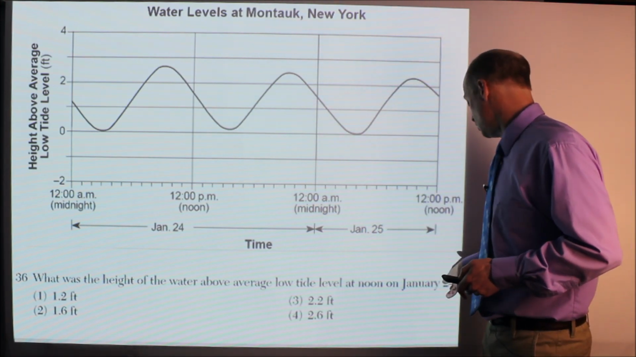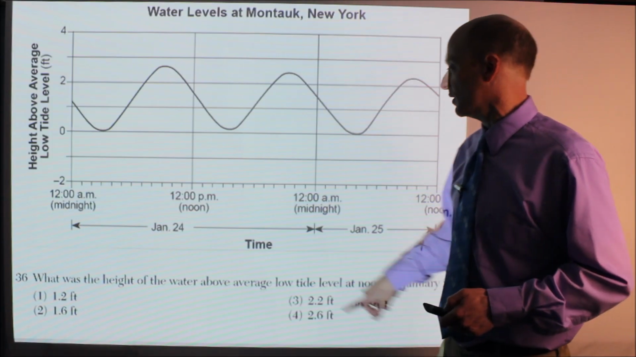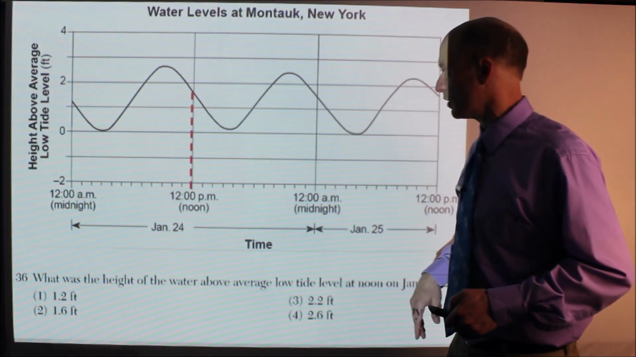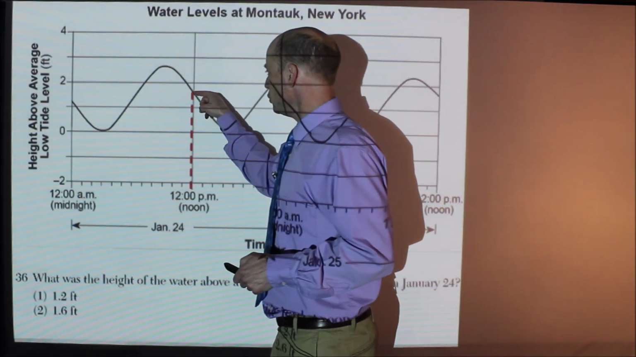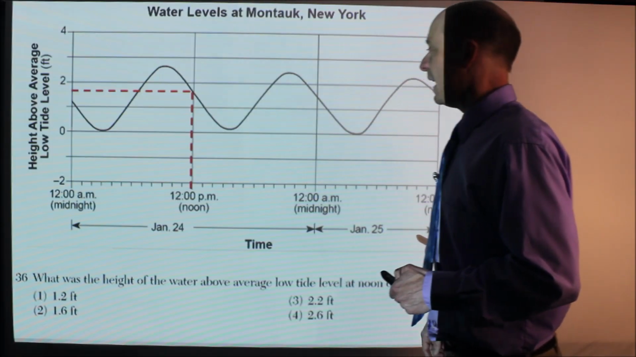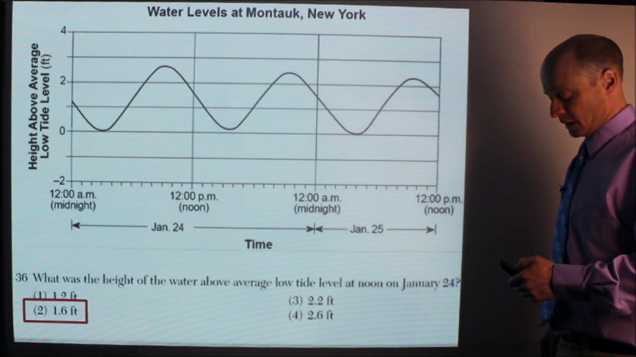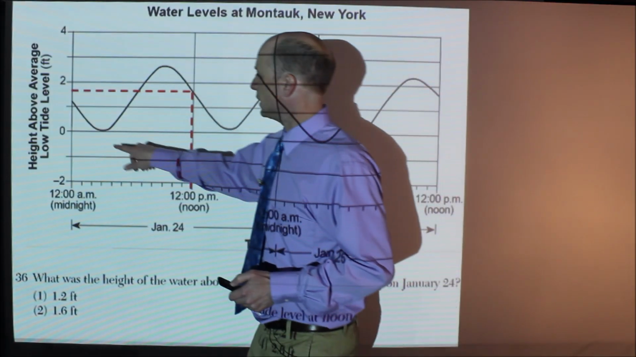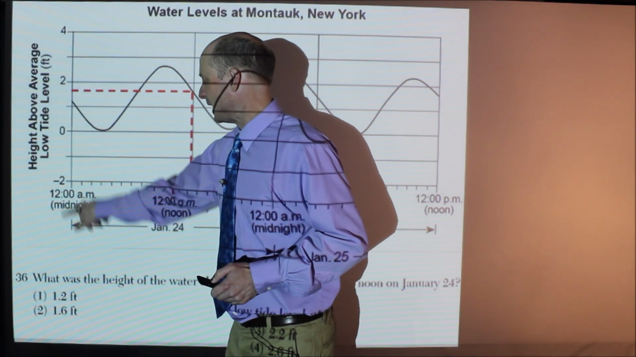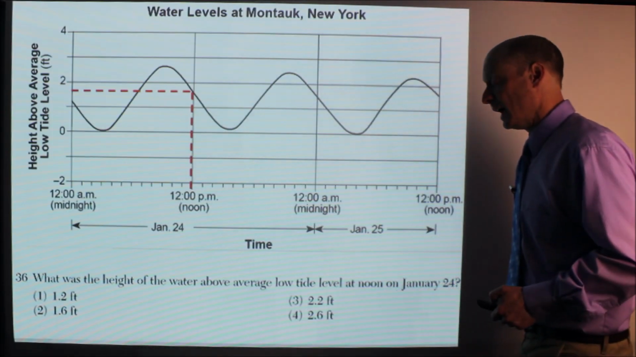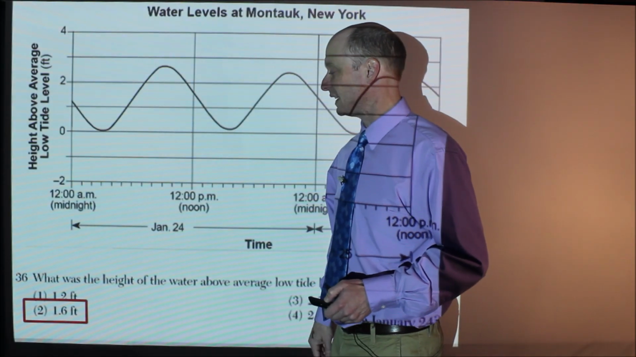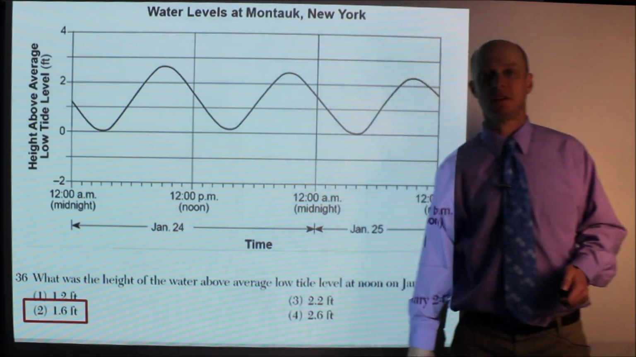So let's find noon on January 24th. That's going to be right there. What you do is you go up to the line. What is the height of the water going to be? Then you go over to your scale on the left, and it's going to be there. So this is 0, then 1 foot, 2 feet. You want to estimate that, which is your best choice there. That's going to be choice number 2. 1.6 feet is your best answer.